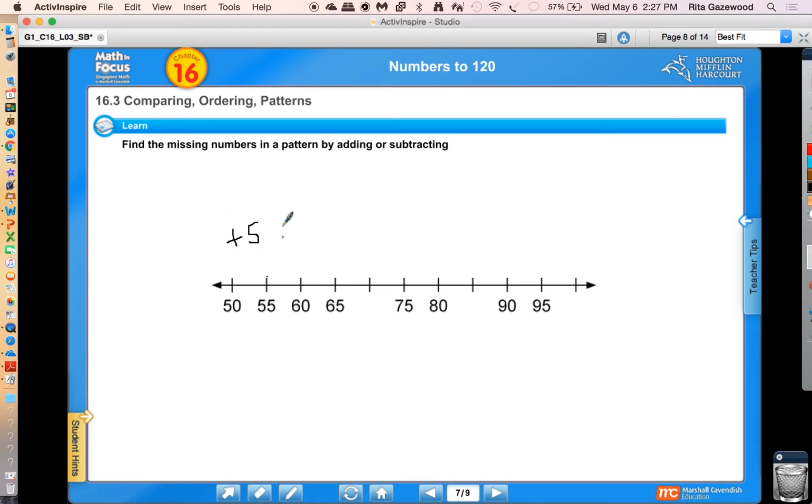So now that we know the pattern, we're going to fill in the missing numbers. So help me out here. 50, 55, 60, 65. That's right, 70. So now we're at 70, 75, 80. That's right, 85. Now we're at 85, 90, 95. That's right, 100.